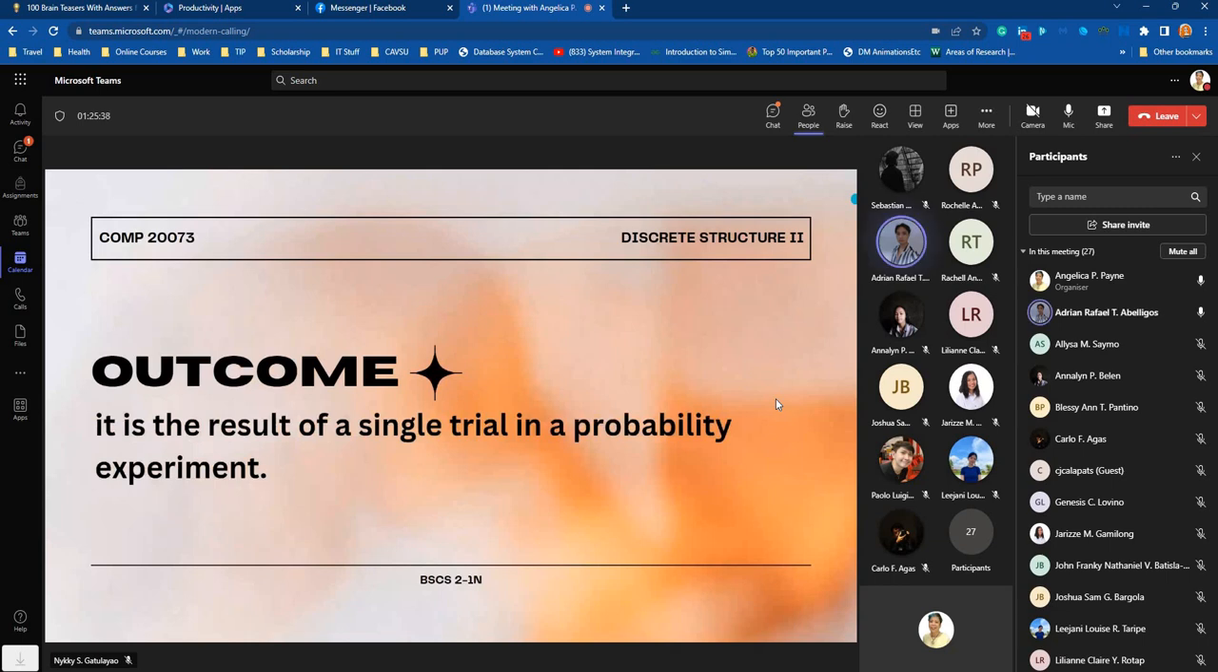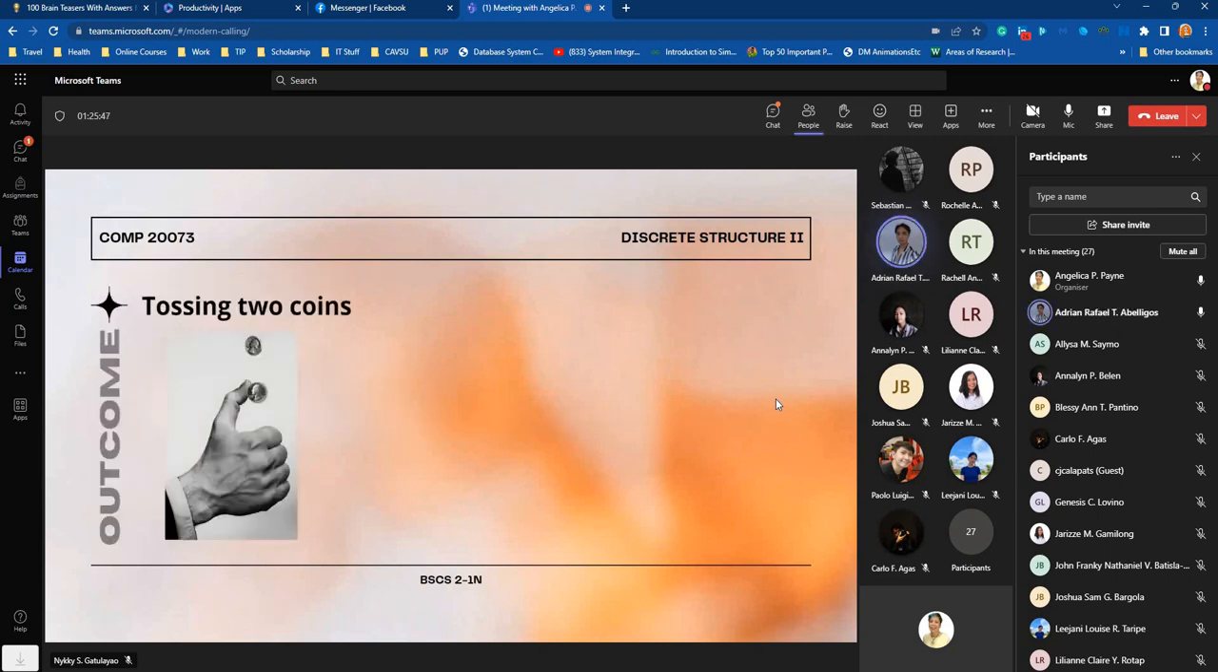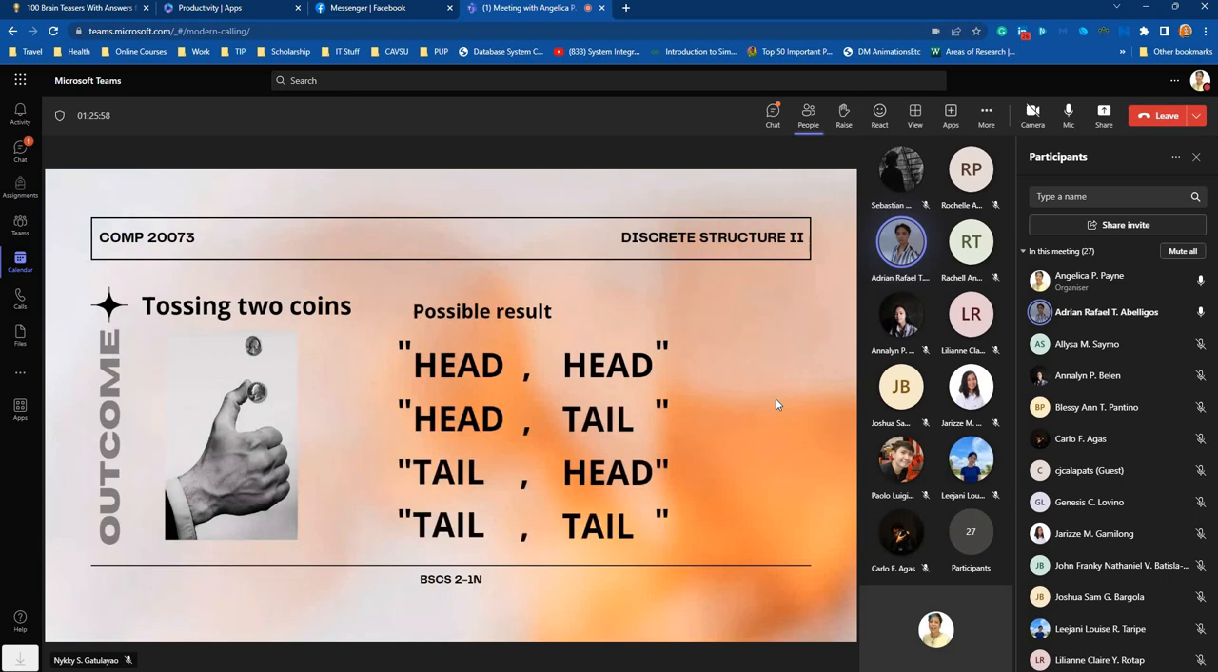Outcome. It is the result of a single trial in the probability experiment. For example, in tossing two coins, what are the possible results? Pag dalawang coins ang tinotoss, possible na dalawang head ang lalabas. Then maybe head and tail, or it can be tail, head, or both tails. They are all called outcomes.